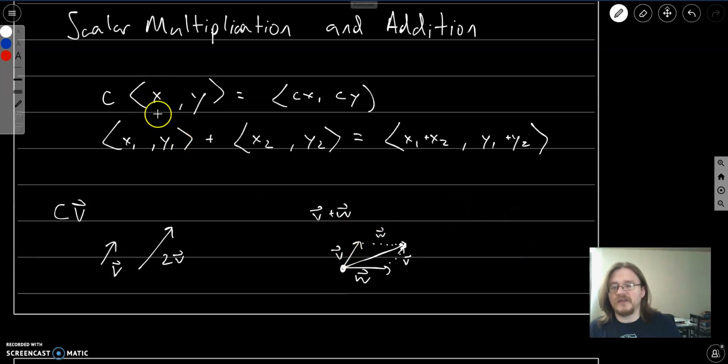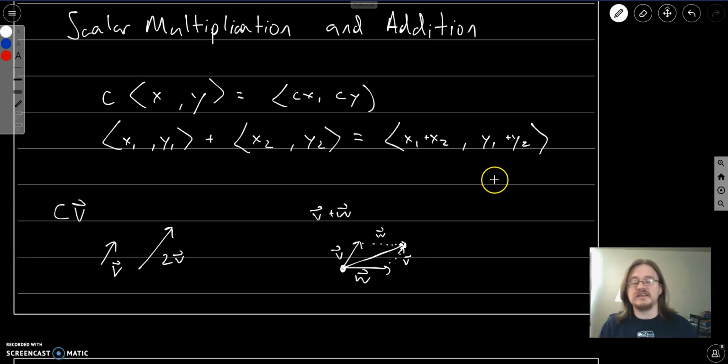So if you're given a vector <x, y>, and we want to multiply it by a number, we just multiply the coordinates by that number. So c times the vector <x, y> is just the vector <cx, cy>. Also, if we want to add vectors, and we're given the coordinates <x1, y1> and <x2, y2>, we add the x coordinates and we add the y coordinates. So it's <x1 + x2, y1 + y2>. And that's it.